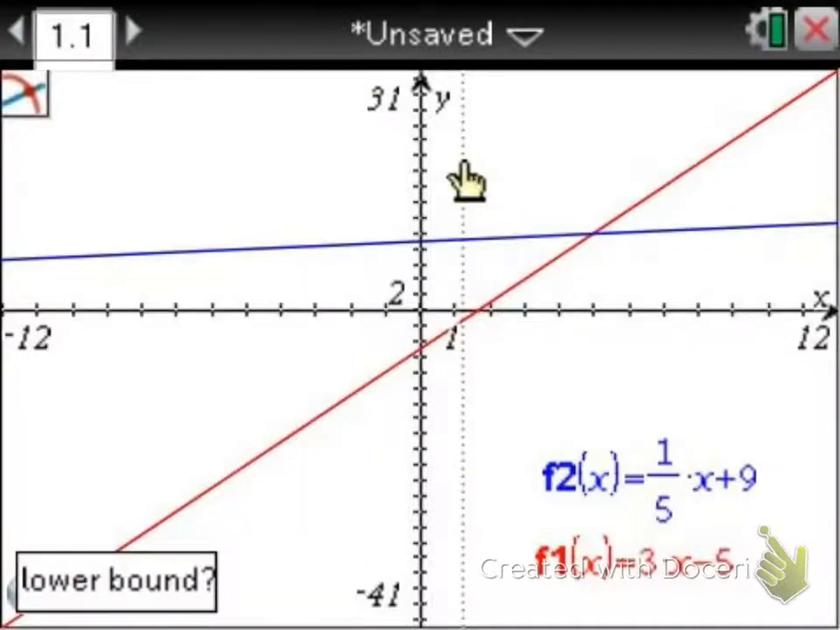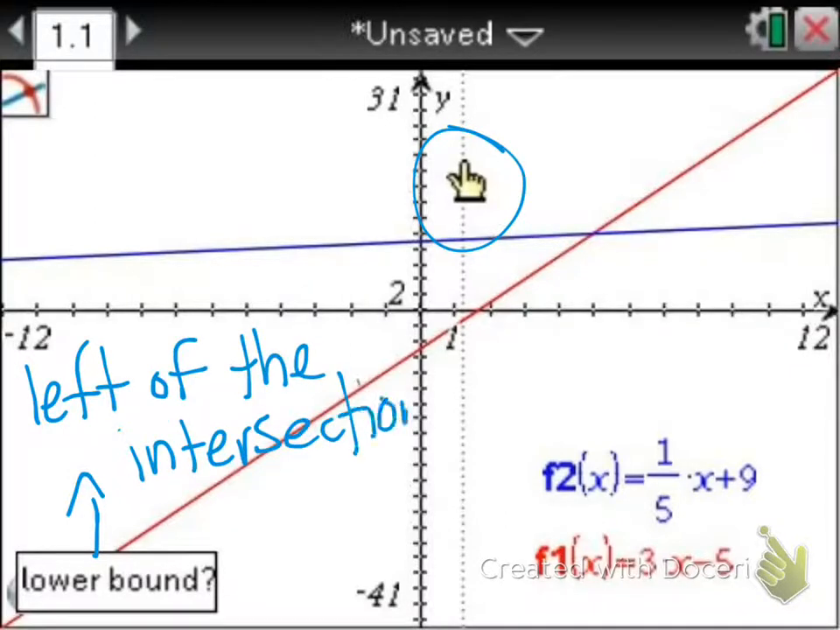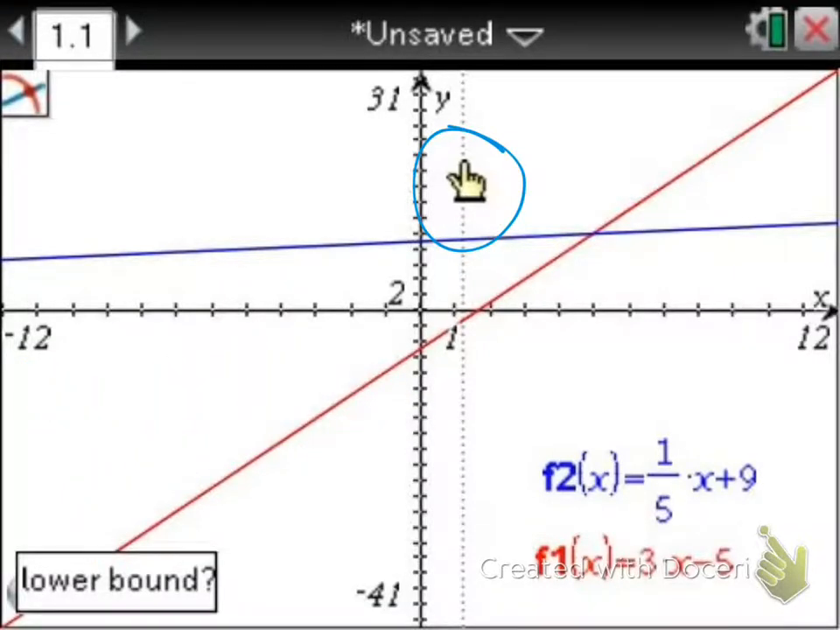Once I do that, I'm going to get something that looks like this. I'm going to get a hand, this dotted line here, and this thing that says lower bound. Lower bound means the left of the intersection. If you look at my hand, here's my intersection and my hand is to the left of it. That's good. Once I'm there, I press enter.